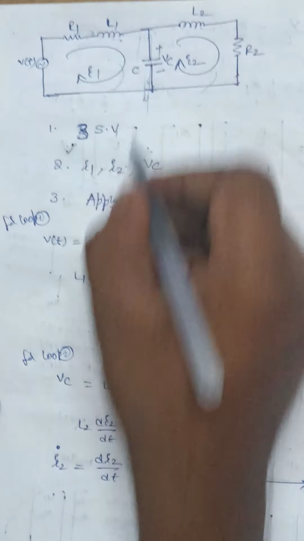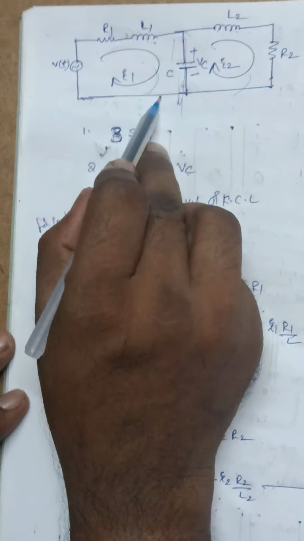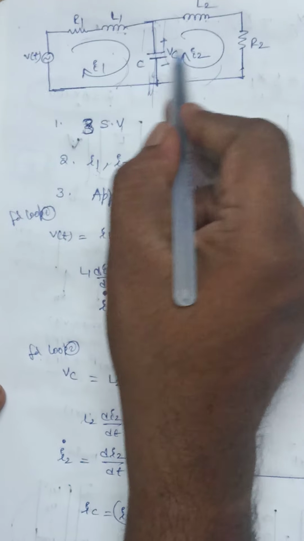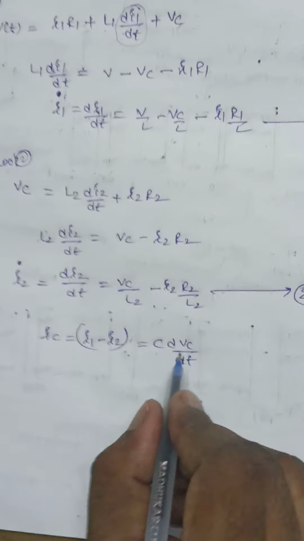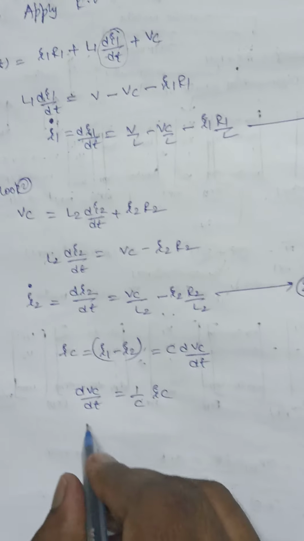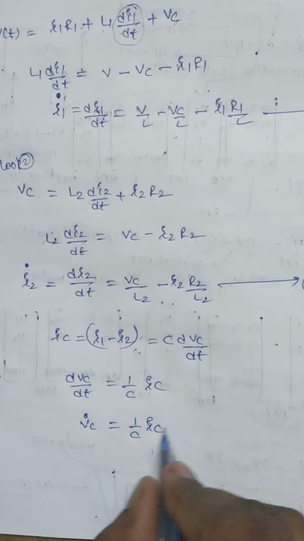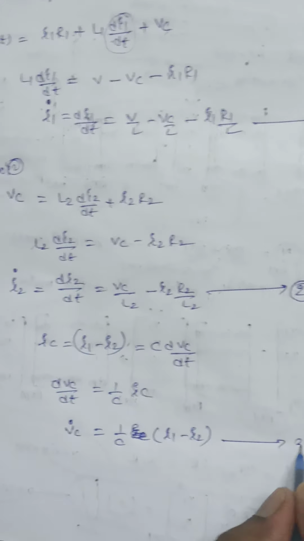Next, if I write the KCL for this one, IC is the current flowing through the capacitor. IC is nothing but I1 minus I2, because some of the current is flowing like this, and some other current is flowing like this. So the resultant current is I1 minus I2, which is equal to IC, equal to C into dVc by dt. Now dVc by dt is equal to 1 by C into IC. So Vc dot is equal to 1 by C into I1 minus I2. This is equation number 3.